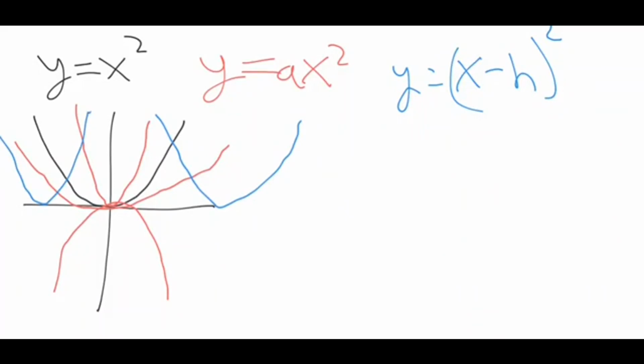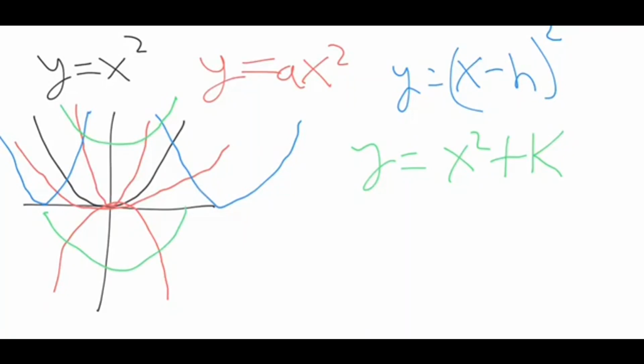We can also take a look at the final transformation, which is going to be if y equals x squared plus k. Well, the k value, if it's positive, it's going to move it up, and it will look something like this. If k is negative, it will move it down, and it will look something like this.